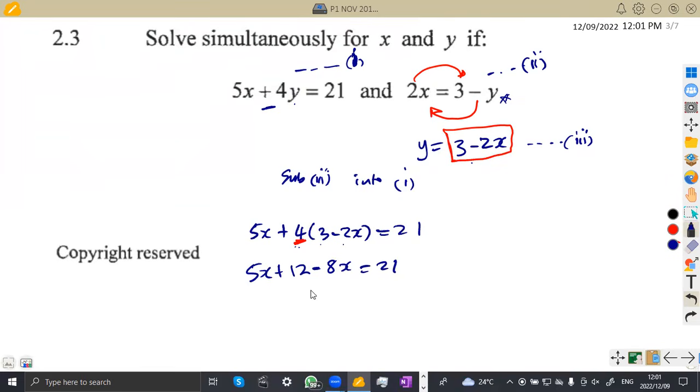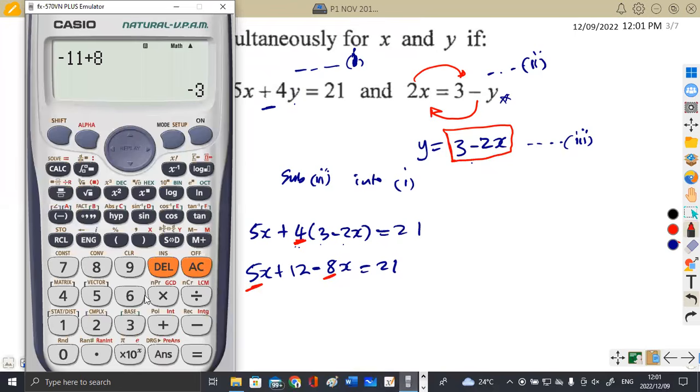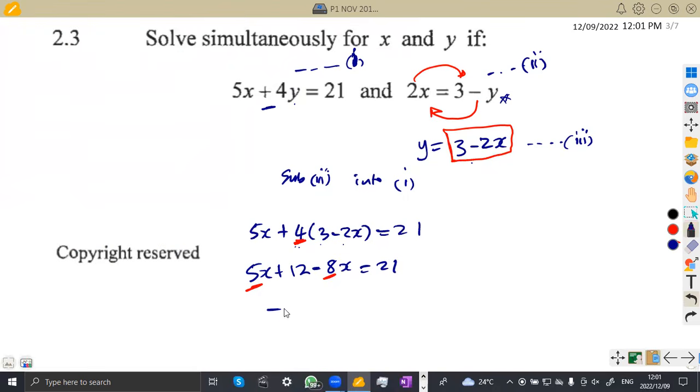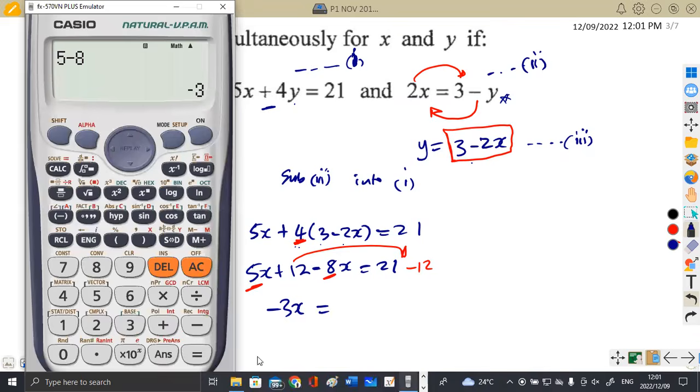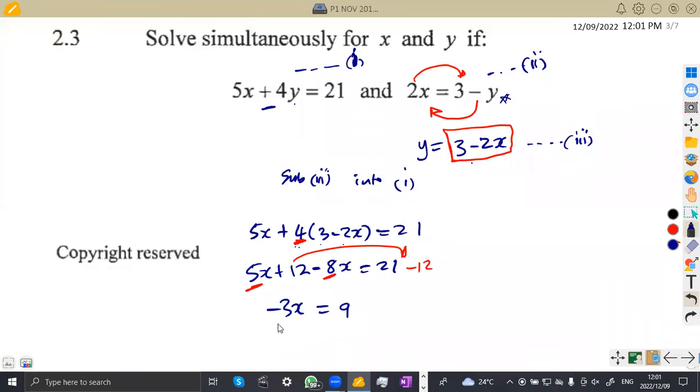So collect like terms, we have got a 5x here and negative 8x. So you can subtract 5 minus 8, which is negative 3, or you can just use your calculator. 5 minus 8, that is negative 3x. All right, then we can transpose the 12 to the other side of the equation. That will be minus 12. So minus 3x is equal to 21 minus 12. So you can even use your calculator. 21 minus 12, that is positive 9. So you're going to have positive 9.